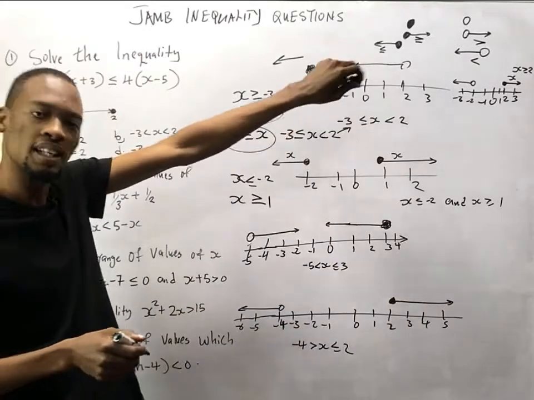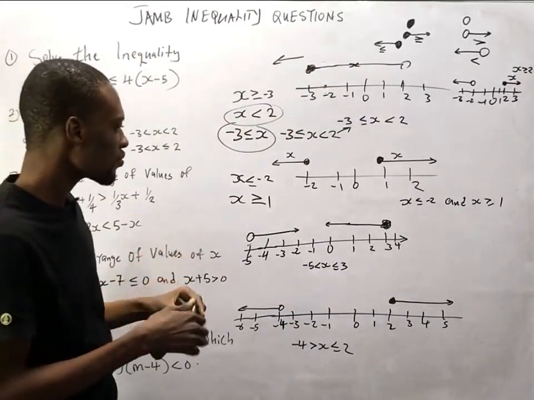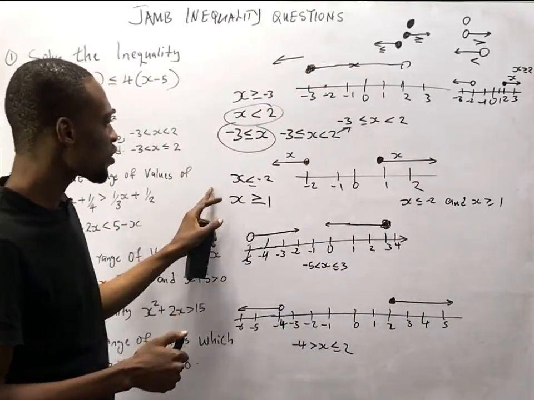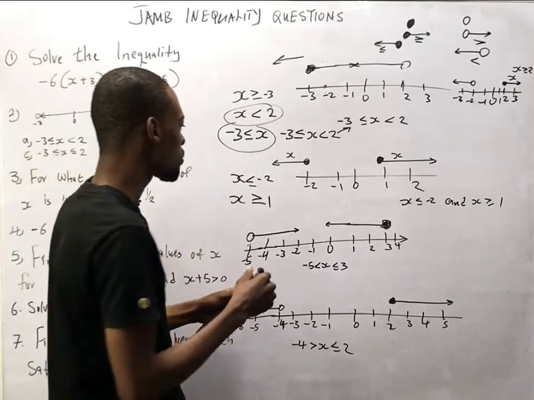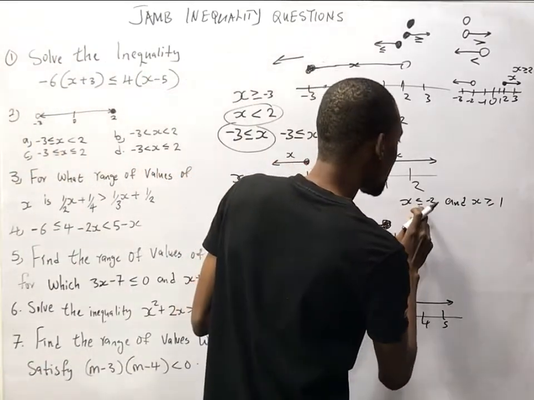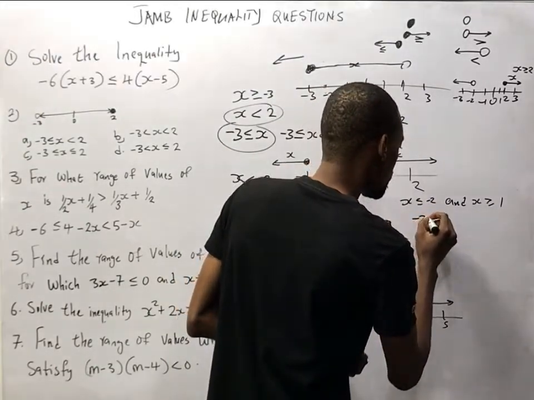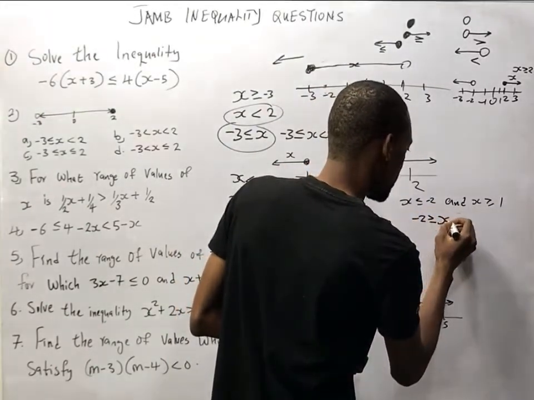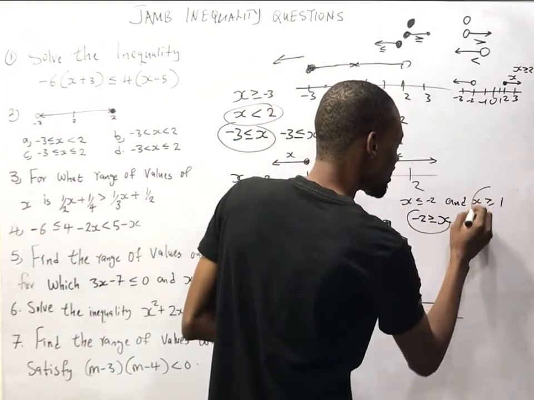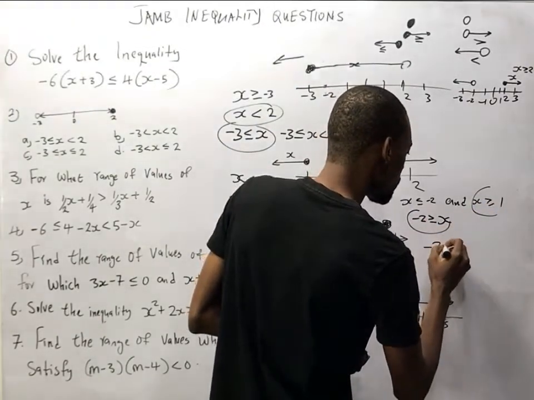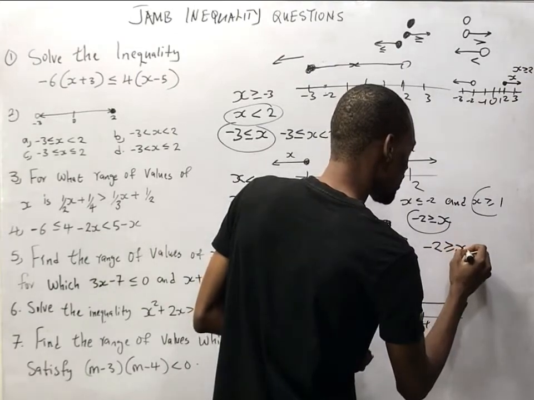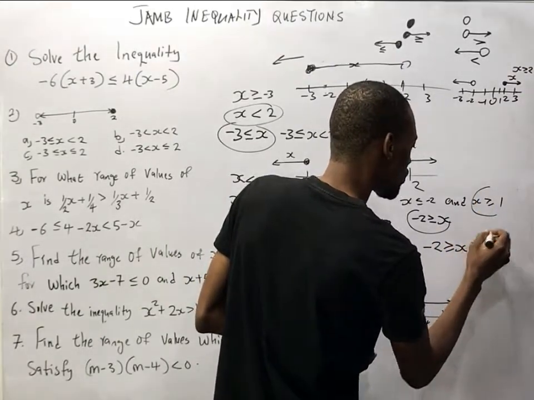This arrow goes this way, that arrow comes this way. So we can even combine this inequality. This will simply mean that if s is lesser than or equals minus 2, it means that minus 2 is greater than or equals s. So combining this guy and this guy, we have minus 2 is greater than or equals s, and s is greater than or equals 1.